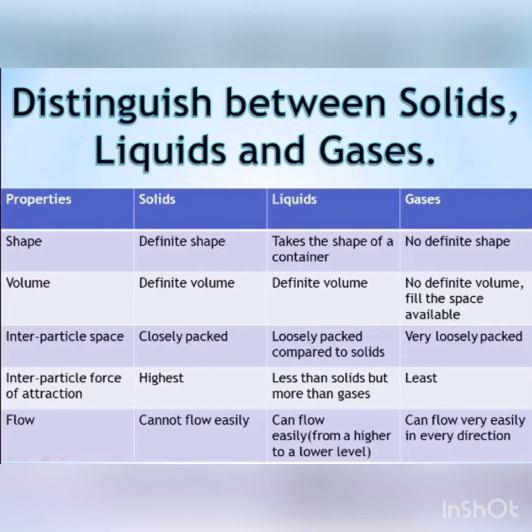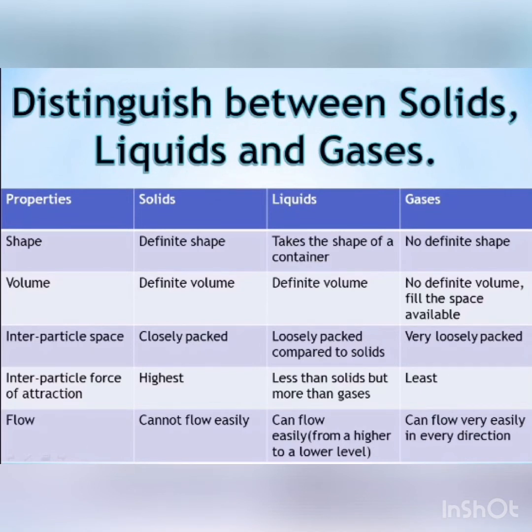My dear children, you can easily distinguish between the three states of matter depending upon their properties. Now, property number one, that is the shape. Solids have definite shape, liquids take the shape of a container, and gases do not have definite shape. The second property is volume. Solids and liquids have definite volume. But on the other hand, gases do not have definite volume. They fill the space available.